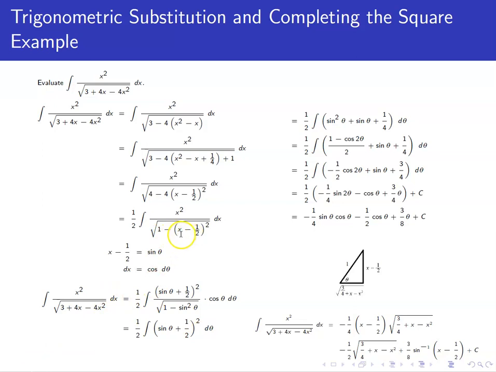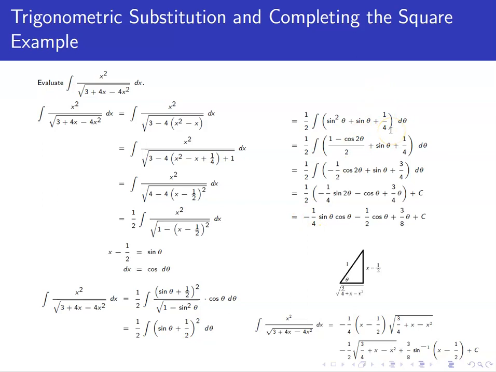So in the radical, we're putting in sine theta for x minus 1/2. That's where that sine squared theta is coming from. I also need to replace the x on top. Solving this for x gives me sine theta plus 1/2. So that's where the sine theta plus 1/2 is coming from in the numerator. 1 minus sine squared theta is cosine squared theta. Take the square root of it, you get cosine, and your cosines go away. So these two pieces cancel, and we're just left with sine theta plus 1/2 quantity squared inside the integrand.